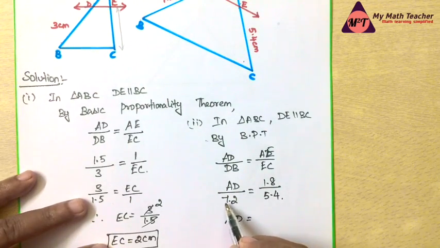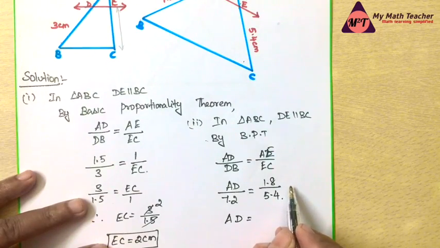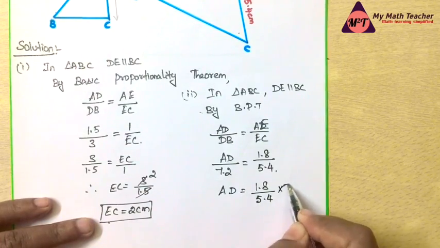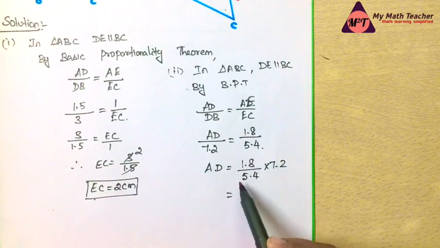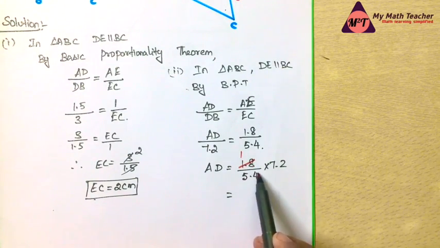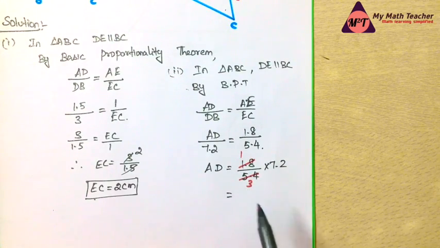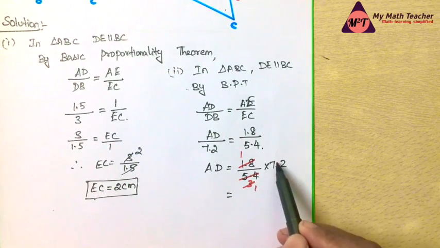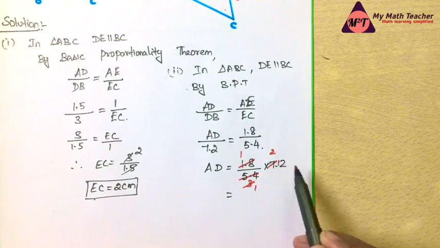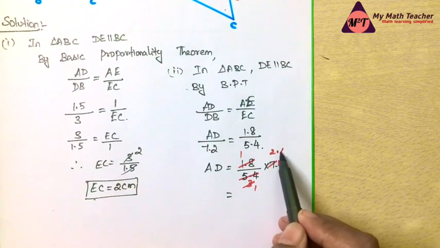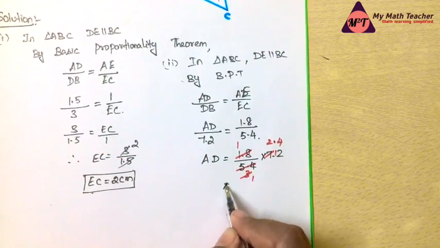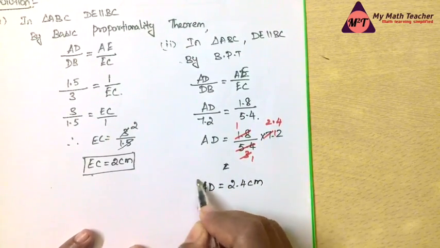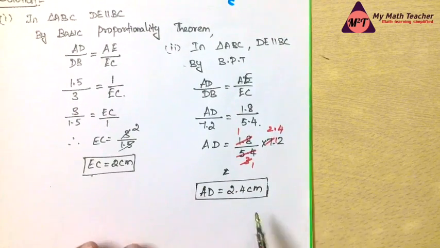So transpose this 7.2 to the other side. Division, when it goes to the other side, will become multiplication. So 1.8 divided by 5.4 into 7.2. 1.8 divided by 5.4 is 1 by 3, since 1.8 into 3 will be 5.4. Now this 7.2 can be divided by 3. When you divide, it will be 2.4. Answer is 2.4. Therefore we can write AD is equal to 2.4 centimeter. This is the answer.